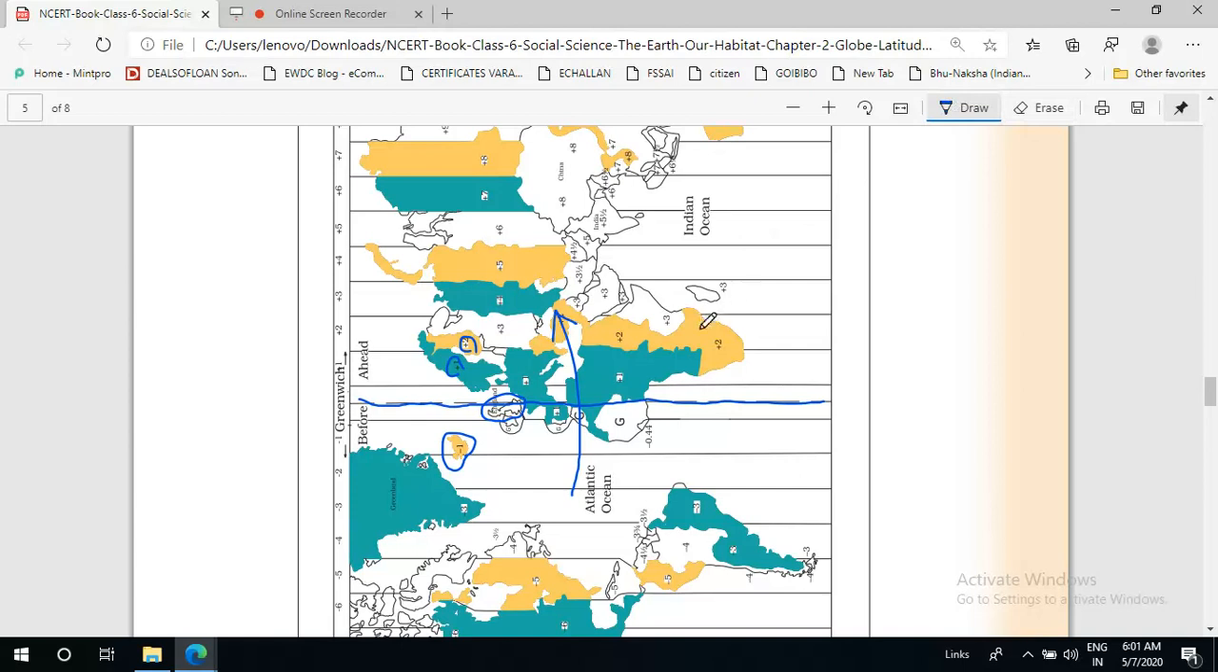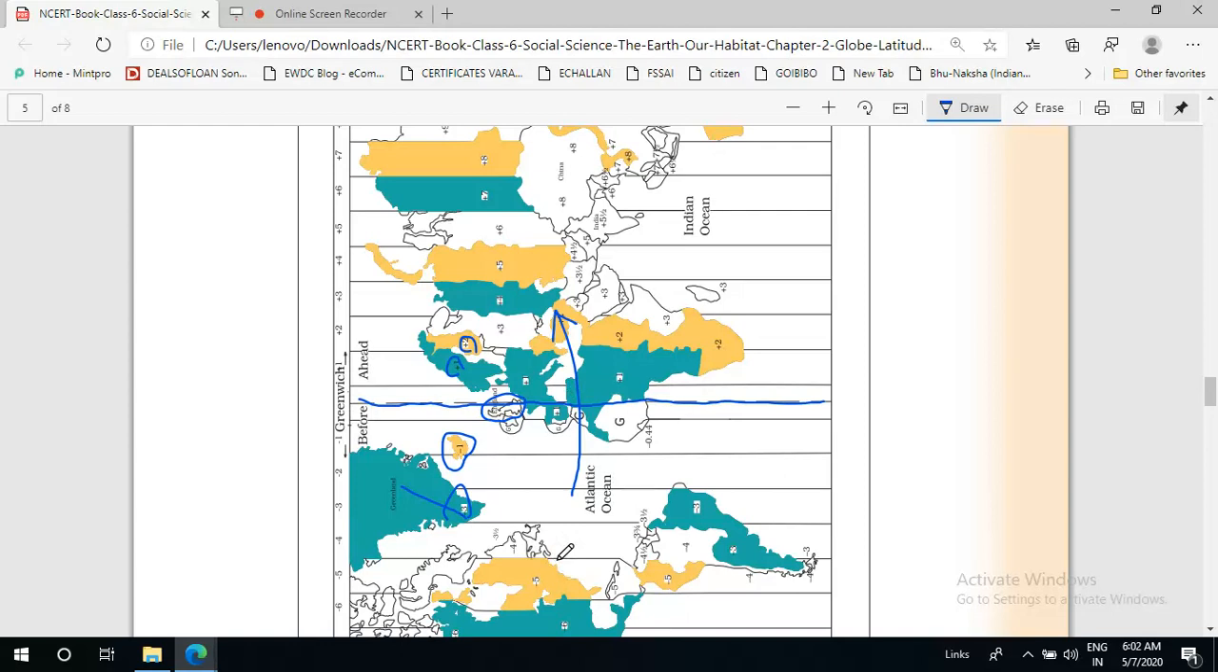You can see it is -1, then -3 is there. Okay, so in this way, we find that 0 degree meridian is passing through the British Royal Observatory, which is in Britain. As the earth moves from west to east, the places on the eastern side of the 0 degree meridian are denoted by plus, and the places situated on the western side of the prime meridian are denoted by minus.